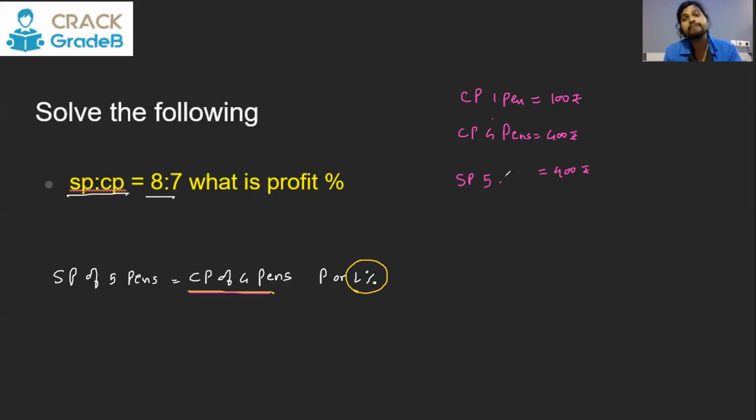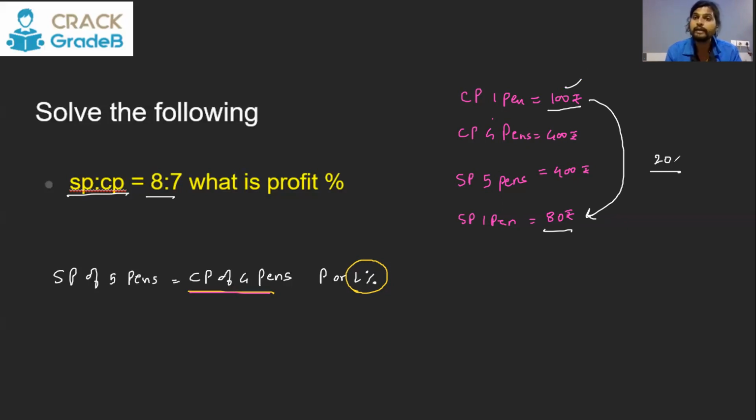That means the selling price of 5 pens is 400 rupees. So then what is the selling price of 1 pen? Because you are selling 5 pens for 400, that means you are selling 1 pen for 400 by 5. That is 80 rupees. So the 1 pen that you bought for 100, if you are selling it for 80, that means there is a loss of 20 on 100.